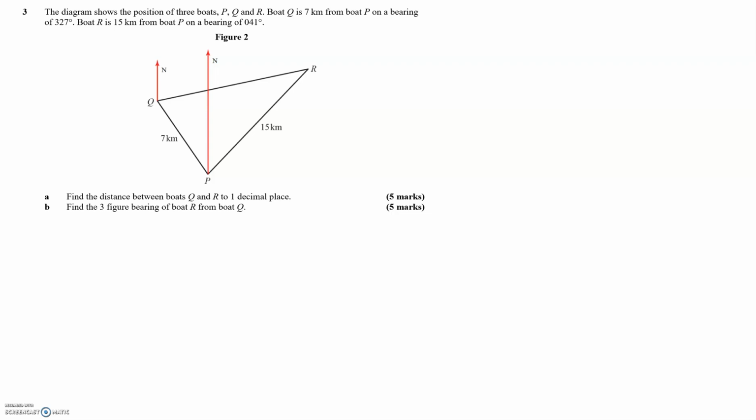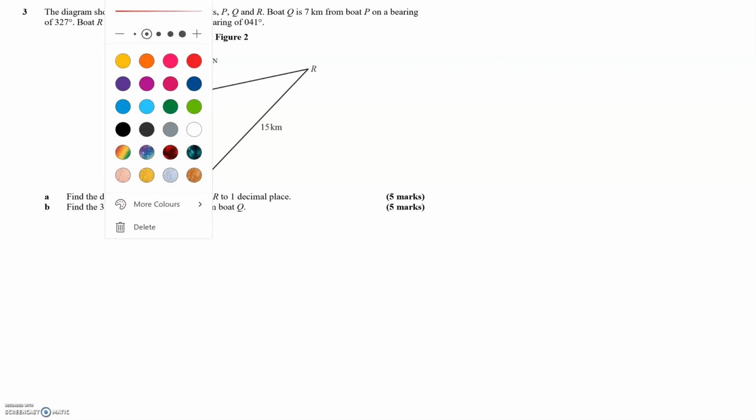Okay, this is question 3, and it's all about bearings and triangles and things. So it says the diagram shows the position of 3 boats. We've got P, Q, and R. Boat Q is 7 kilometers from P on a bearing of 327. So I'm going to mark that bearing in first.